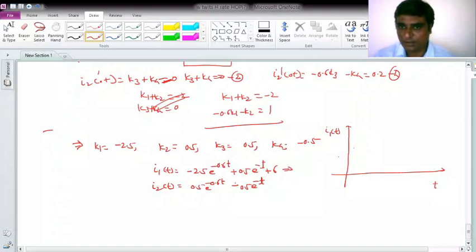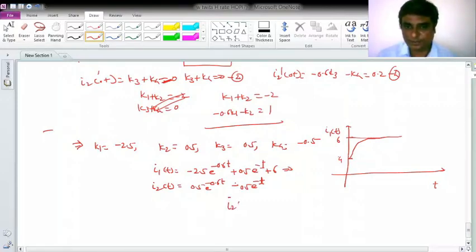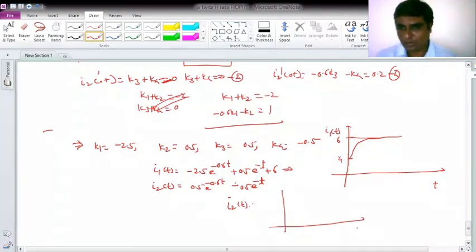So at t is equal to 0, I1 of t is 4, and there is a final value of 6. Okay, and at t tends to infinity, this term is 0, this term is 0, and it will be 6. So it will go like this, it will reach 6. This is for I1 of t, and this is I2 of t.